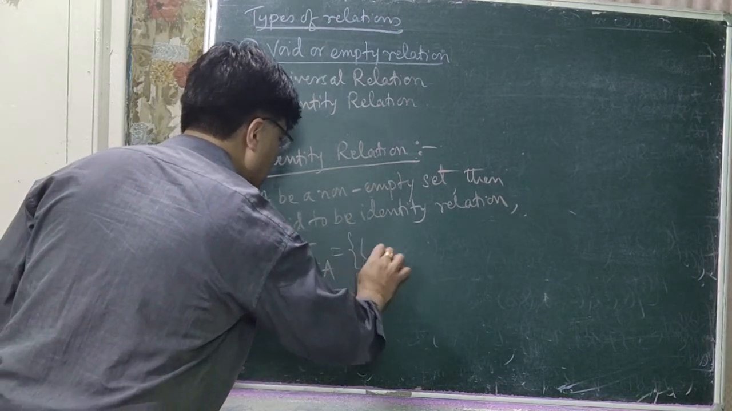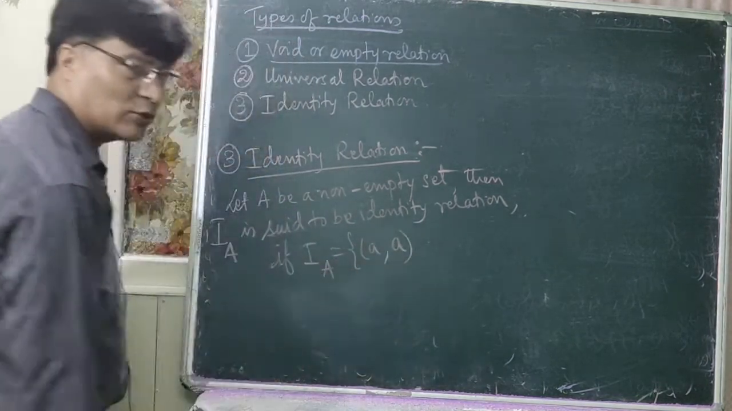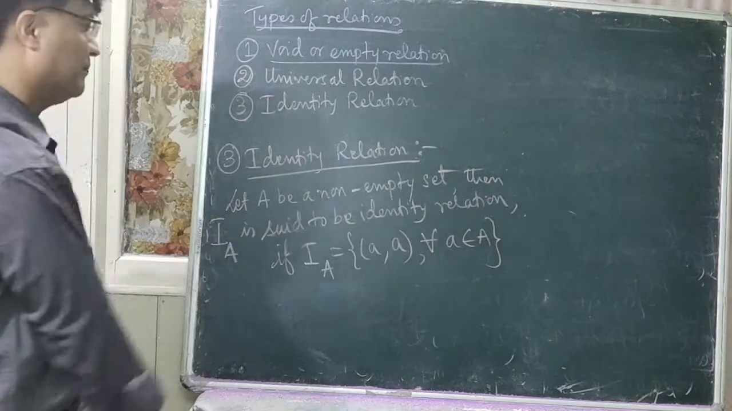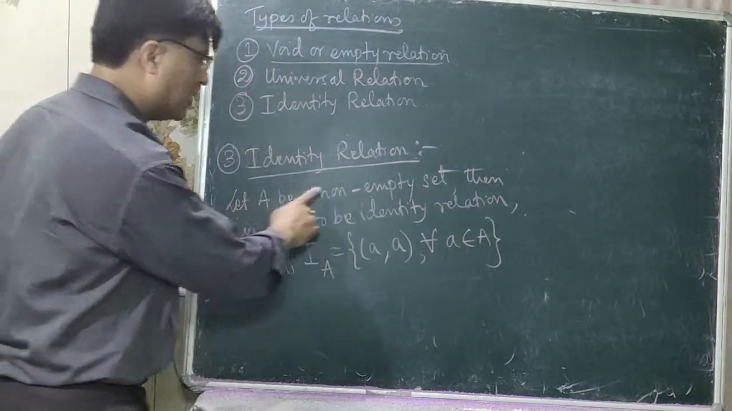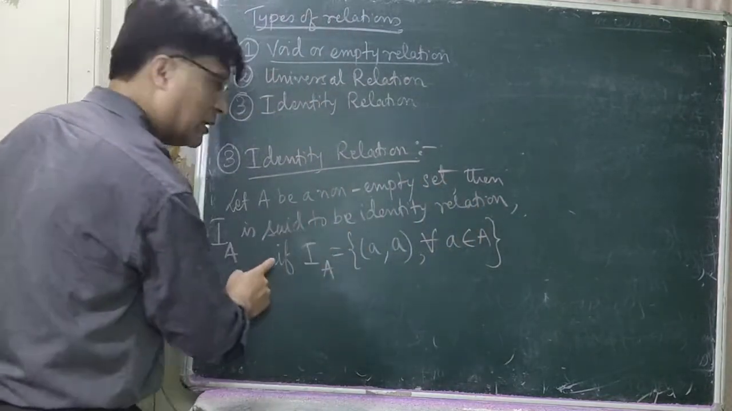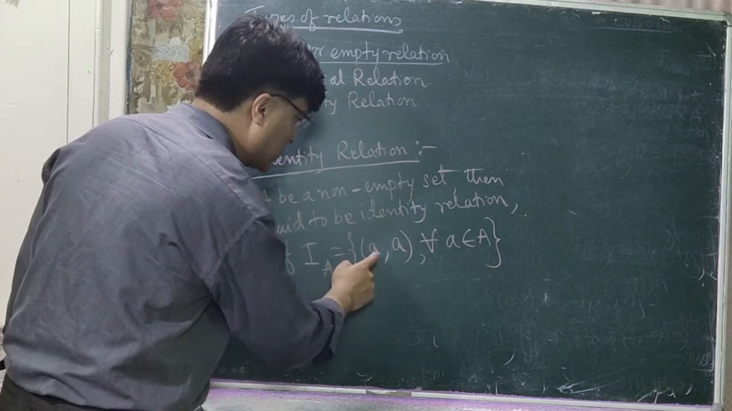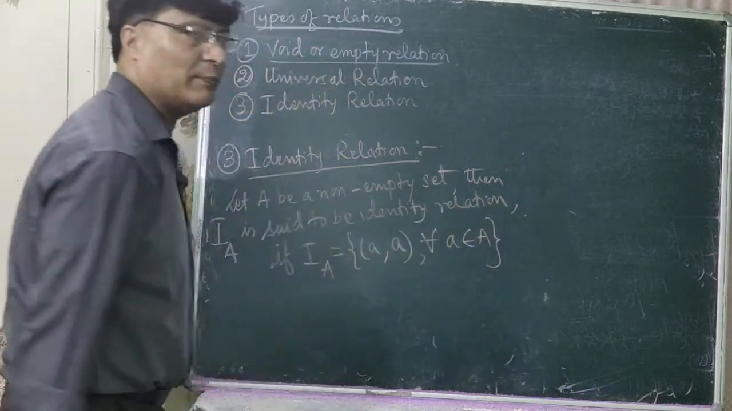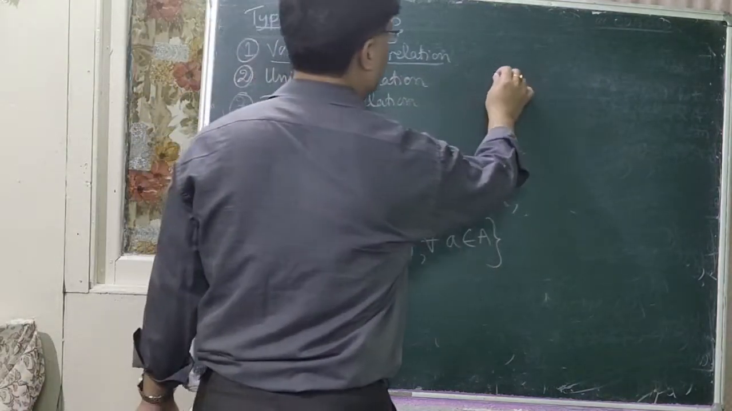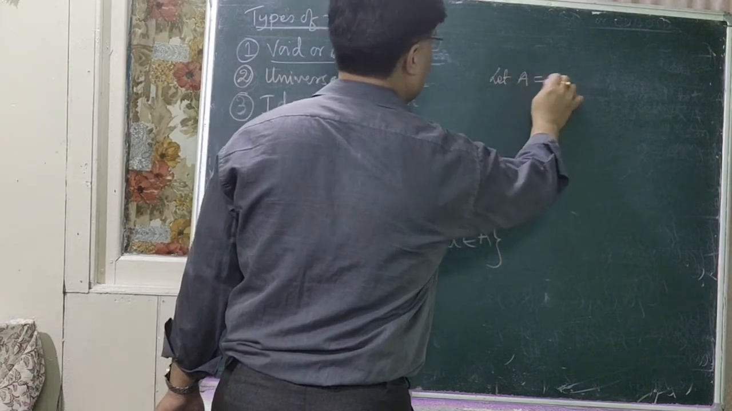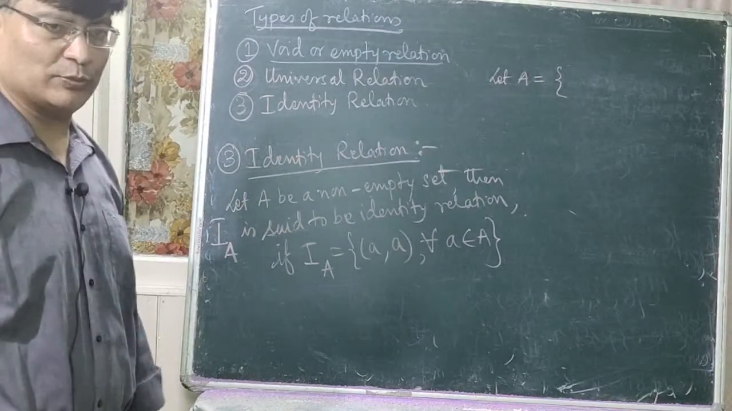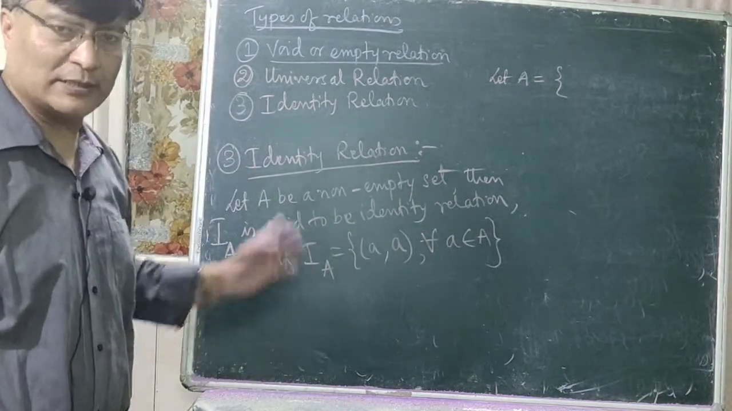I_A is equal to (a, a), same element should be there, for all small a belongs to the set A. Is that clear? Let capital A be a non-empty set. Then capital I_A is said to be identity relation if I_A is equal to within second bracket a comma a for all small a belongs to capital A. Is that clear? So let us take an example here now. I will write an example of identity relation. Okay? So I think you have understood this definition.